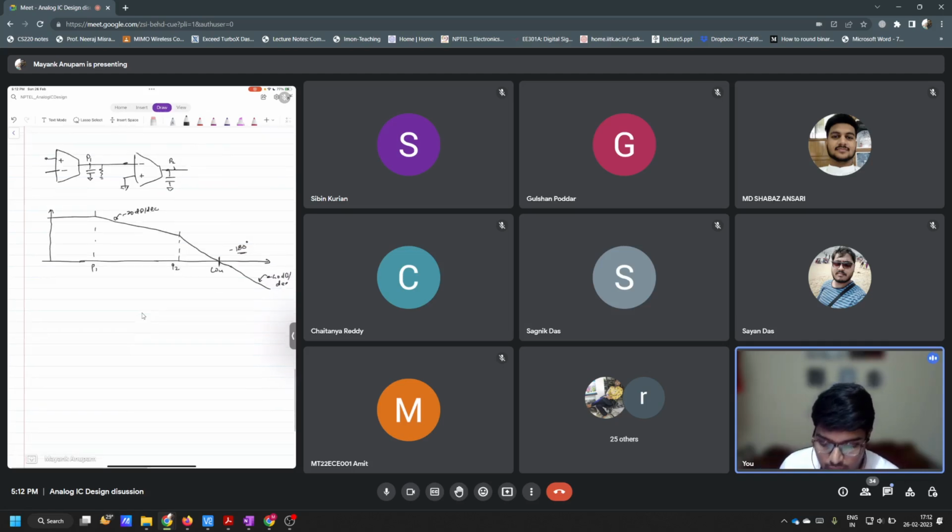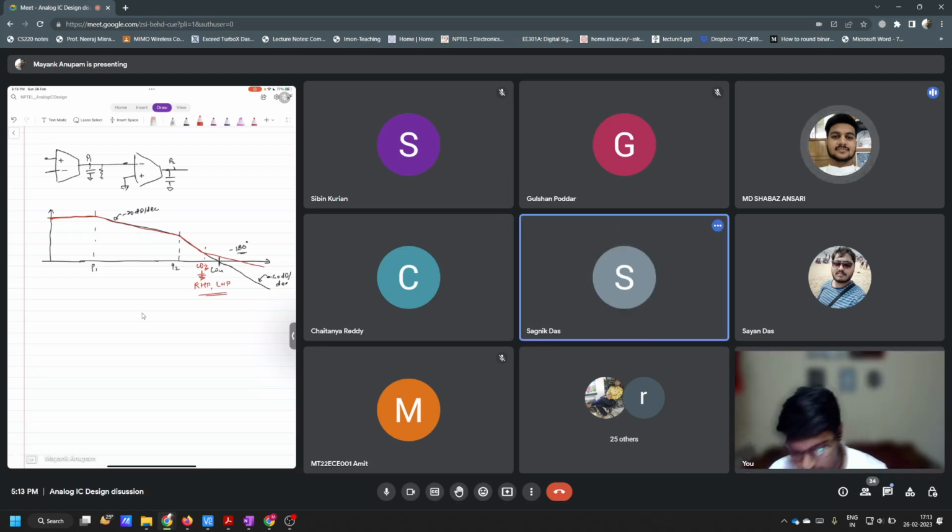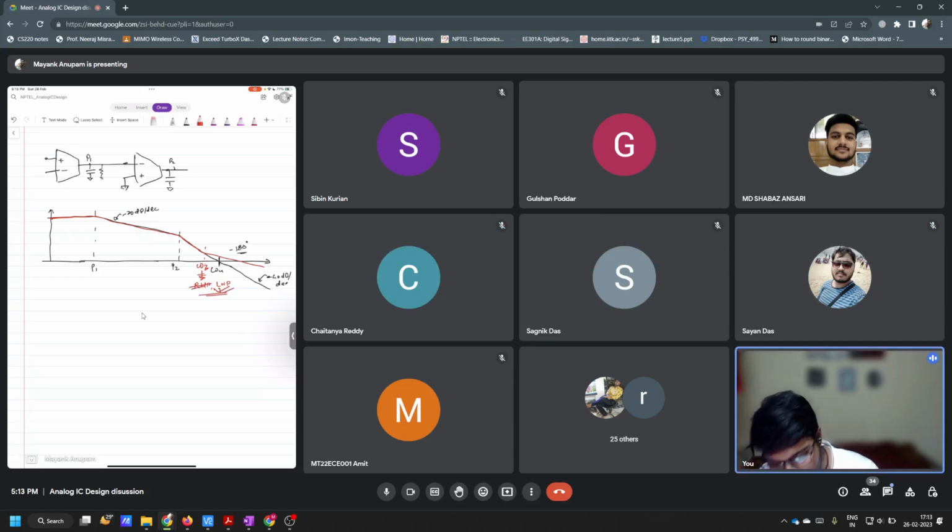So one way to deal with this is that, let's say we follow the same slope here like this, but just before UGB I added a 0. What will this 0 do? It will simply do this, right? And this 0 should be what? It should be RHP 0 or LHP 0. Correct, it will be an LHP 0, right? It should not be an RHP 0.